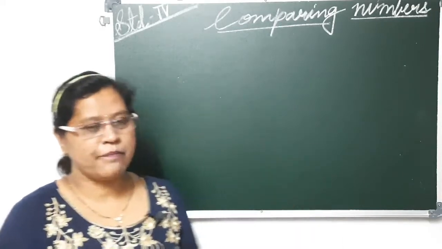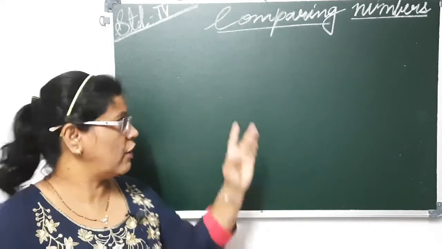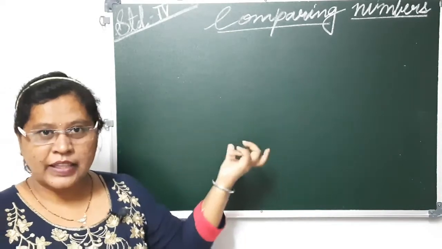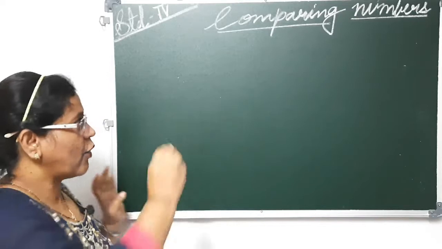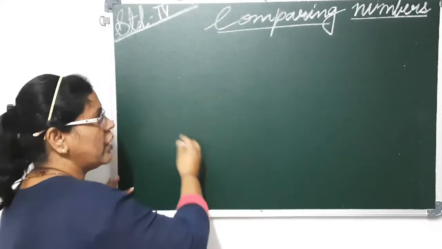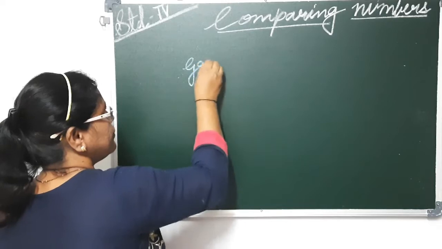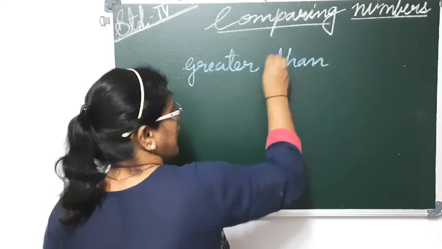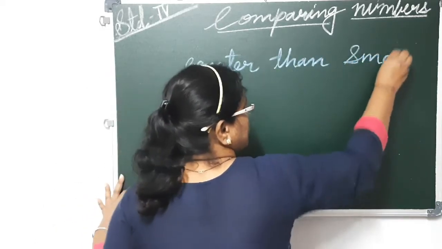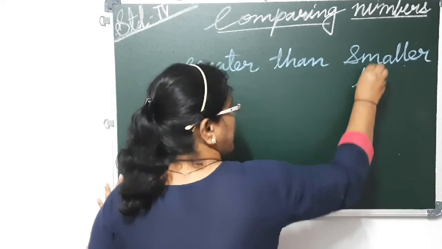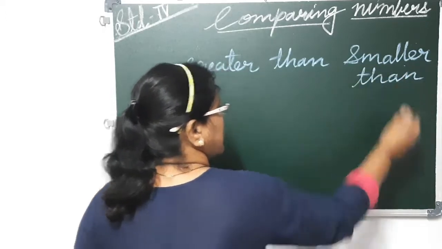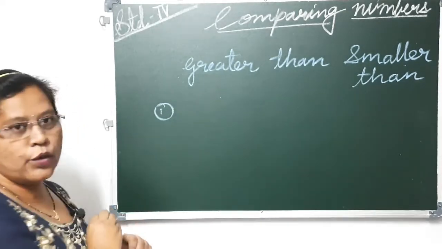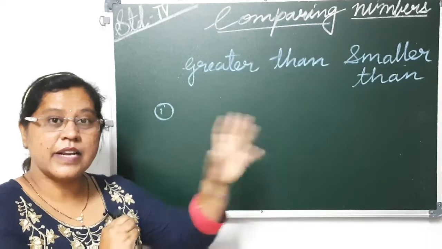Now first of all, I am going to tell you two rules of comparing numbers. Now first, when the number is given to you, in comparing numbers, what we are going to see is greater than and smaller than numbers. Now for example, first rule, okay, the first rule, what you have to do, first you have to see the given number, what is given.